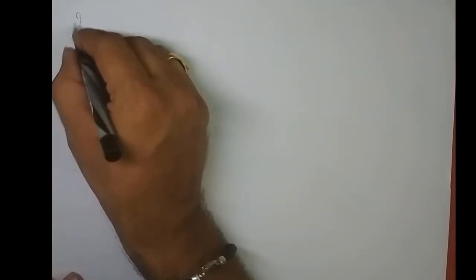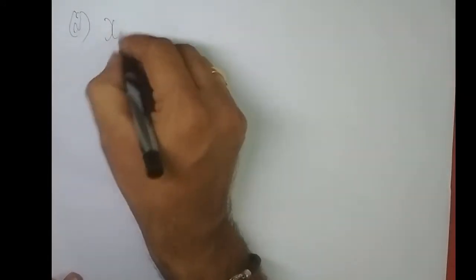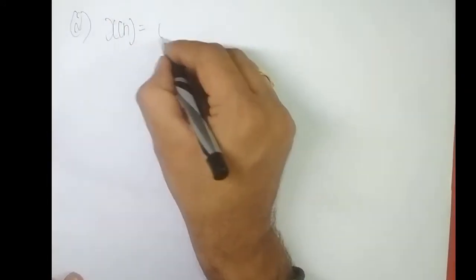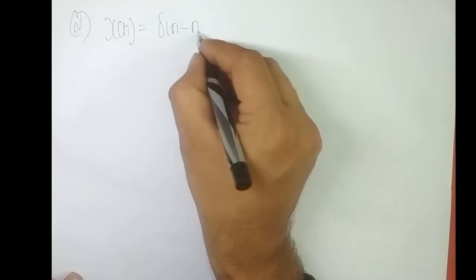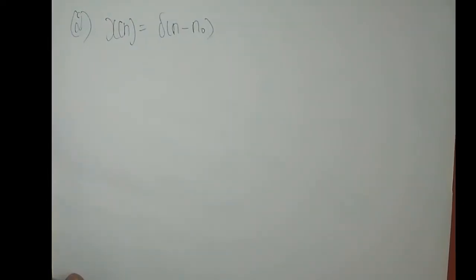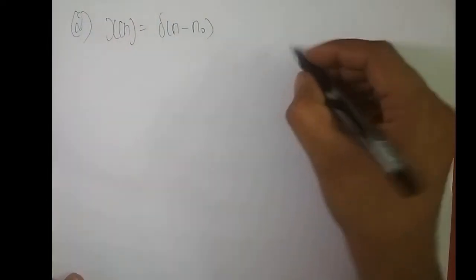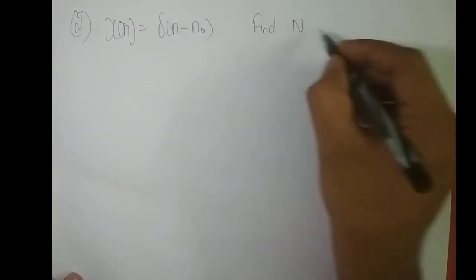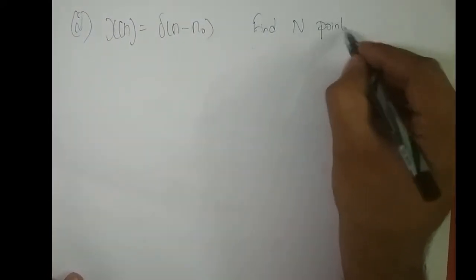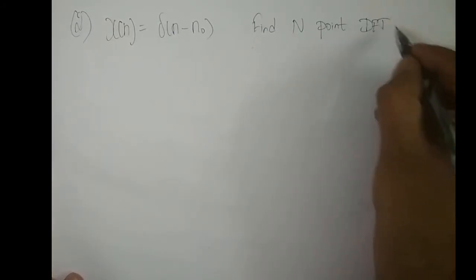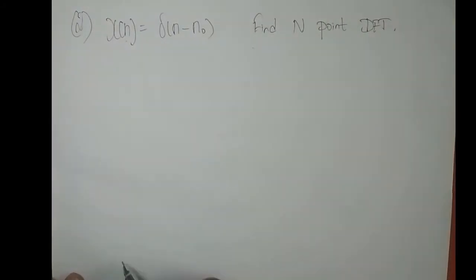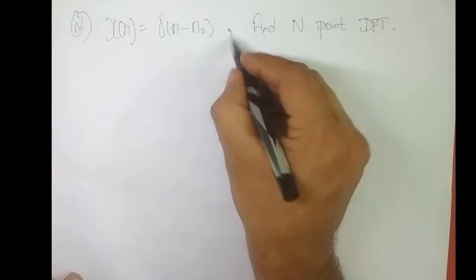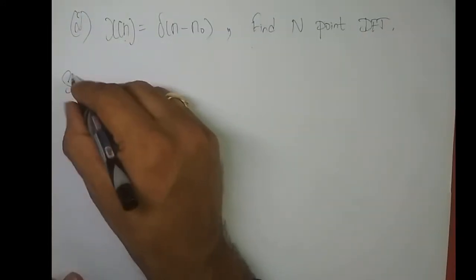We'll take up one more problem, the second problem. Here x of n is the unit impulse function shifted right by n naught, so delta of n minus n naught. What do I need to do? I need to find the N-point DFT for the signal x of n equal to delta of n minus n naught. We'll try to take up this problem.